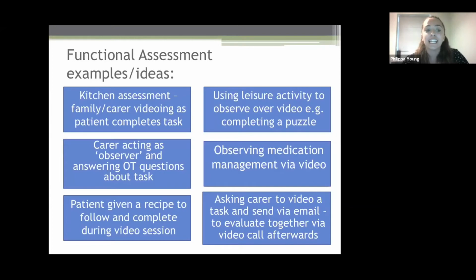You could observe any leisure activities the patient does in their home and also medication management via video, assessing sequencing, attention and executive skills. You could also ask the carer to video the task and send it to you via email, and you can evaluate this later on together. It can be used as an insight tool as well for the patient.